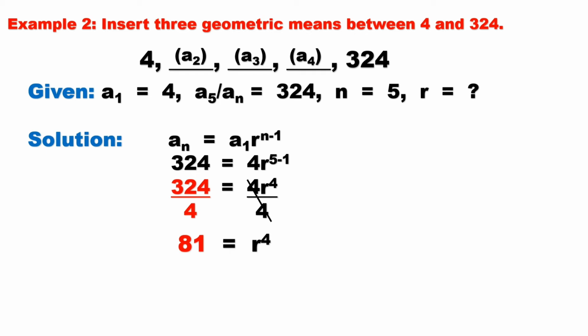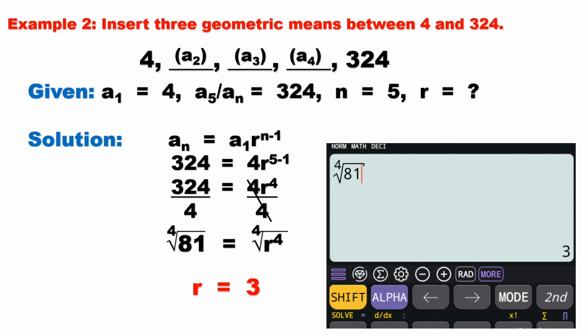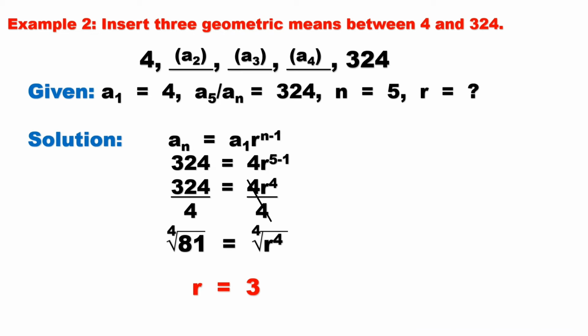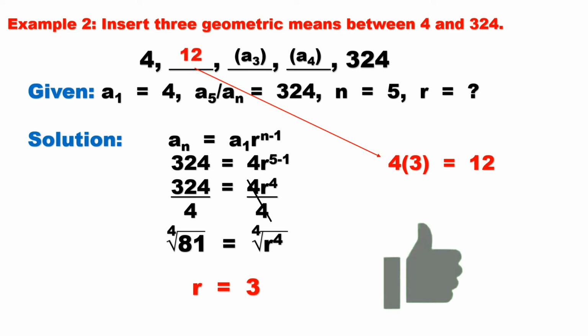To remove the exponent 4 from R, extract the 4th root of both sides. 4th root of R to the 4th is R. 4th root of 81 equals 3. So therefore, R equals 3. To get the first geometric mean, 3 will be multiplied to the first term 4. So 4 times 3 equals 12. Our second term is 12.